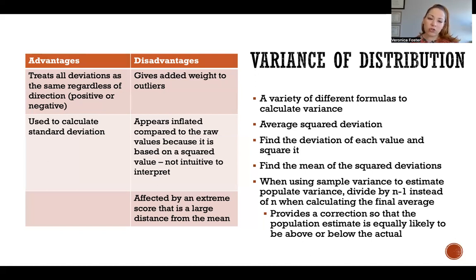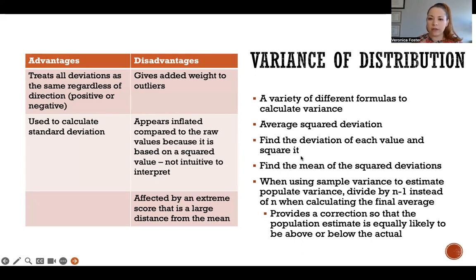And it's affected by an extreme score where the distance from the mean is very large, again, because it gives weight to outliers because it's squaring them. Again, it's squared, so it's way inflated and way out there compared to the actual values that we're analyzing.